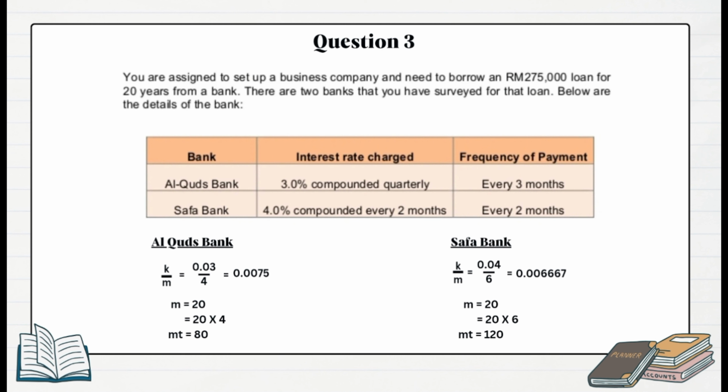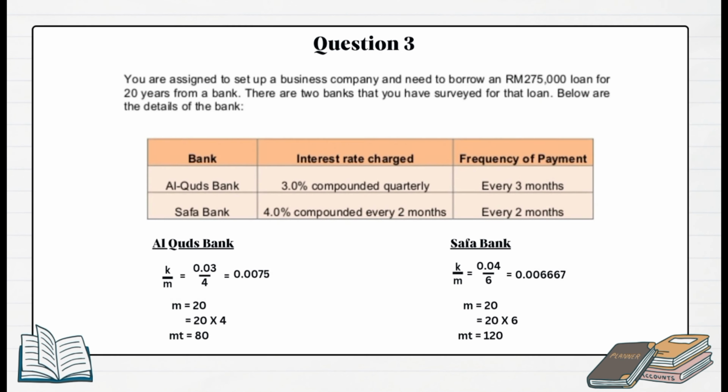So, extract the info. Al-Quds Bank's K over M is 0.03 over 4. The decimal is 0.0075. M is 20. 20 multiplied by 4 equals 80. So the MT is 80. Safa Bank, K over M 0.04 over 6. To 6 decimal places, 0.006667. M is 20. 20 multiplied by 6 is 120. So the MT is 120.